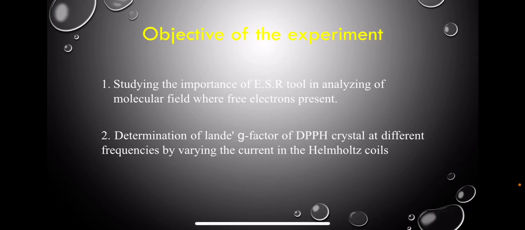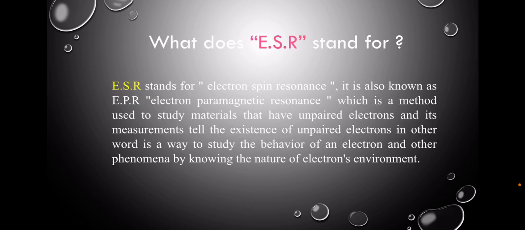The objectives of the experiment were to study the importance of the E.S.R tool and where we can use it in our daily life. Also, the other one was to determine the Lambda G factor, and for this one, we used a sample. The sample here was DPPH crystal. Well, in this video, I'll be telling you why I used this crystal as a sample.